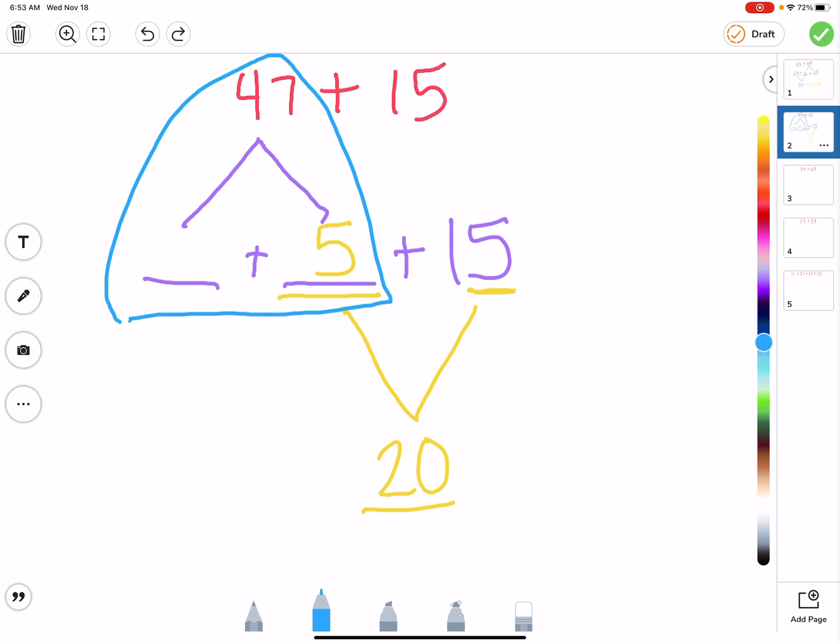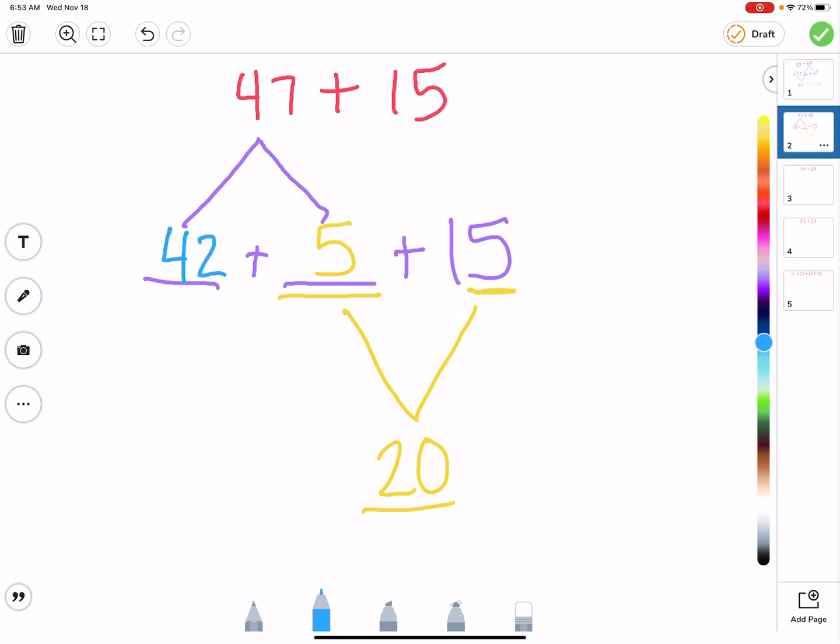Oh, let's just delete all that. Okay, 42. So now we put 5 and 15 together to make 20. What's left to add? 42. So now I can add 42 plus 20 really easily because I know 40 plus 20 is 60, plus 2 more, 62.